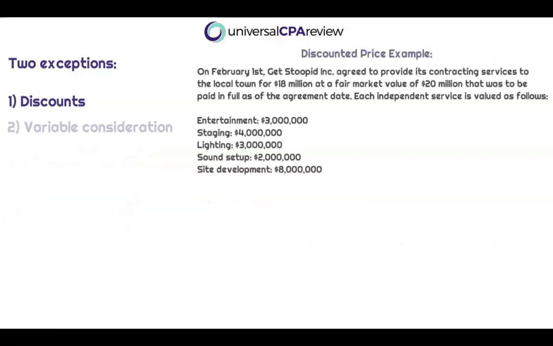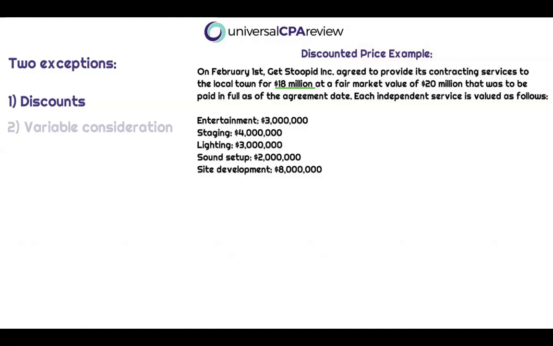But now let's say that this contract is going to come at a discount. In order to entice the township to go with Get Stupid, they're going to offer the entire bundle at $18 million, not the full $20 million. They're saying, why don't you make this a one-stop shop and let us do everything from music to staging to lighting to audio to construction. We'll take care of all 5 of these areas and we'll also give you that $2 million discount to go with us. So we're going to charge $18 million instead of $20 million.